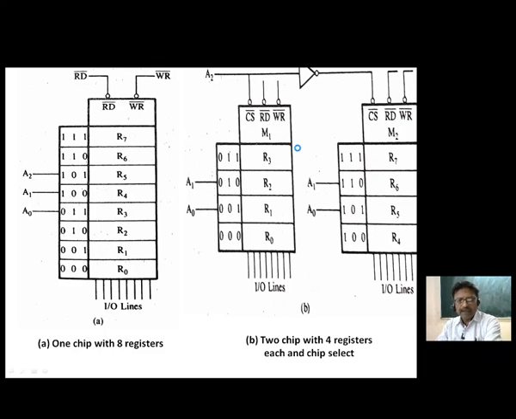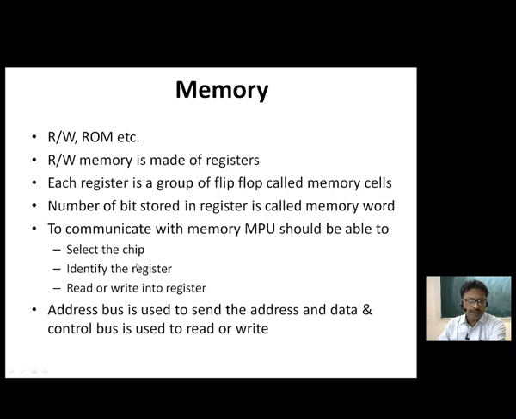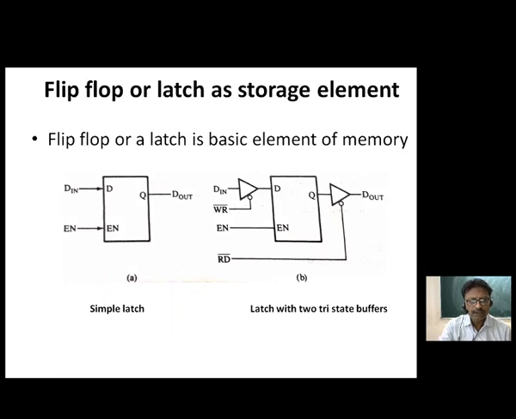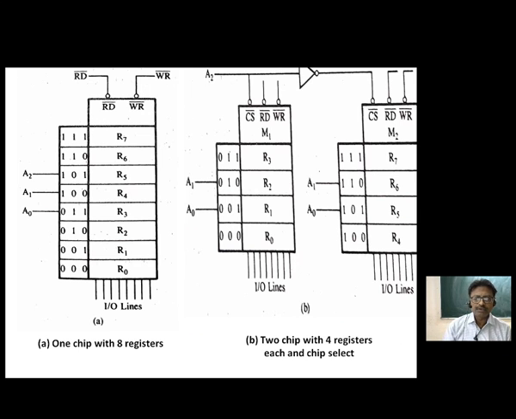And that is why I have said earlier also, to communicate with the memory, the microprocessor unit should be able to first select the chip and identify the register. This selection of chip and identification of register requires some address lines, and the combination of both address lines gives the total binary address of the individual registers present in the chip. So here you can see A0 and A1 are used to select the register among the 4, but in combination with A2 it gives you a 3-bit address.